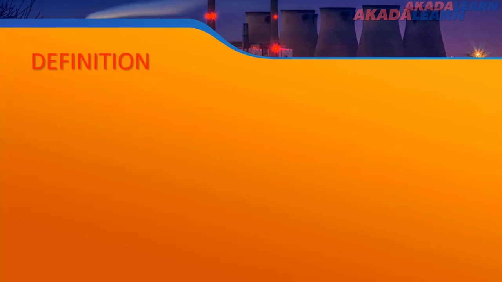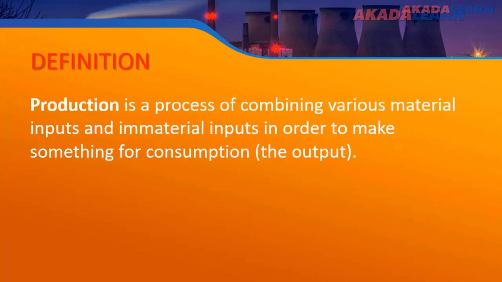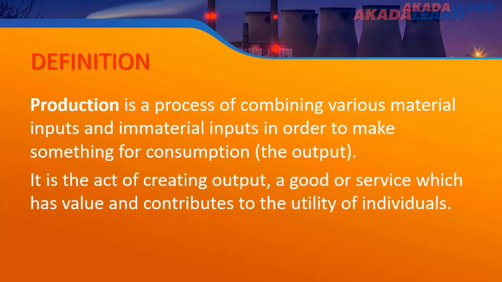What is production? Production is the process of combining various material and immaterial inputs in order to make something for consumption. Production can also be defined as the creation of utility or the creation of goods and services for the purpose of satisfying human wants. It is the act of creating output, a good or service which has value and contributes to the utility or satisfaction of individuals.